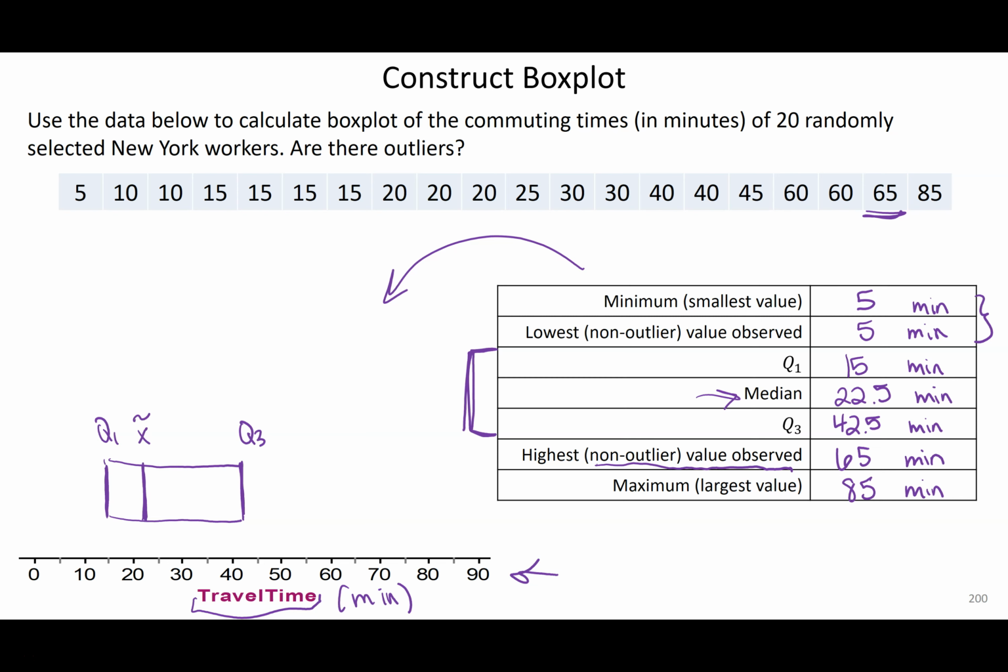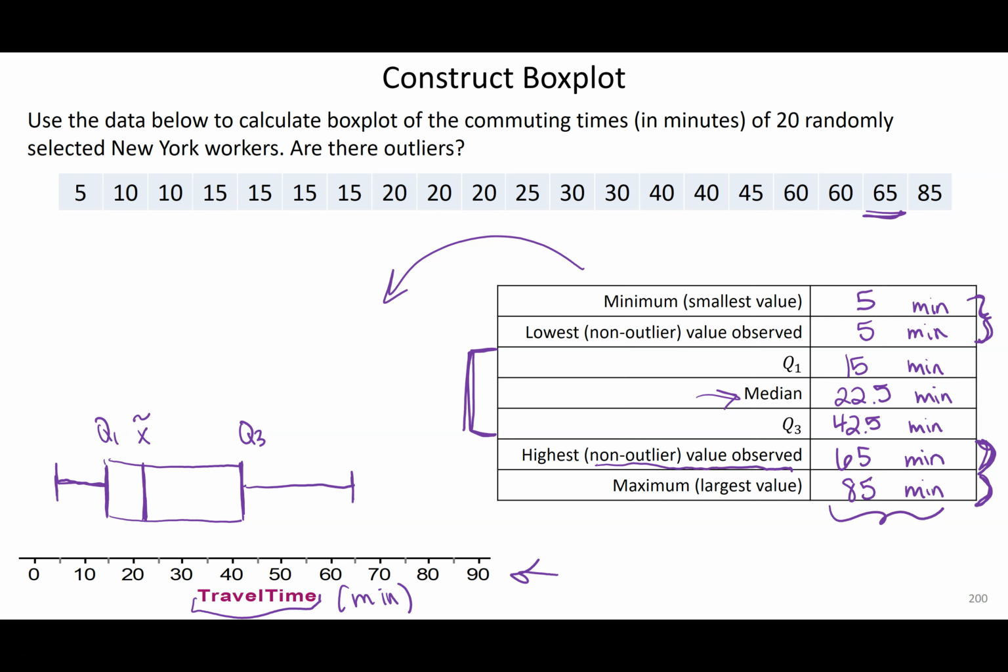Next, the whiskers. So things to note here. My minimum value is also the same as my lowest non-outlier value, which is 5. So that's how far the whisker goes out. Here, these two are different. So 65 is where my whisker goes to. 65.